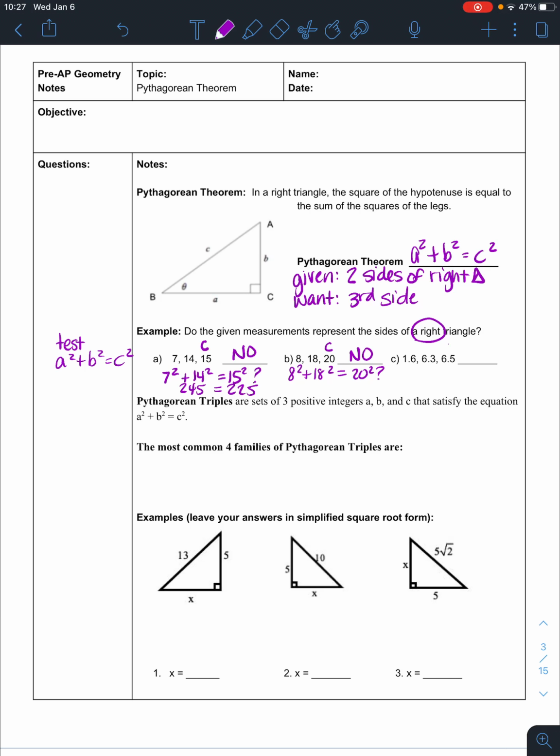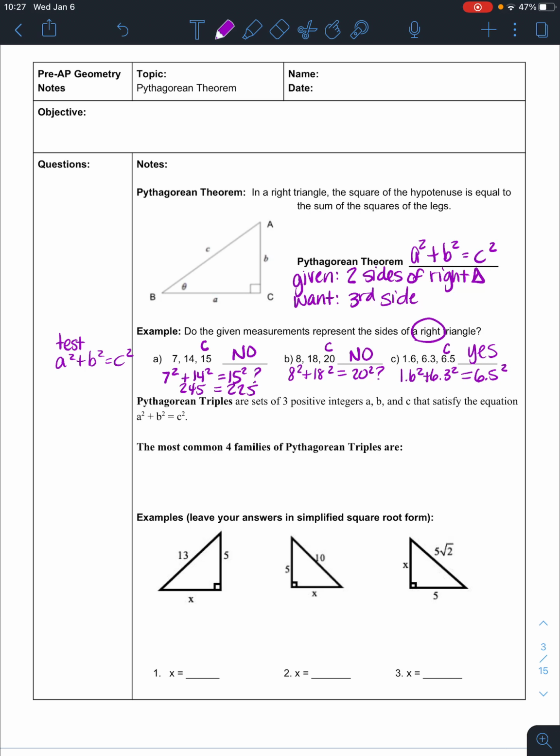Then you could do the same thing. You've got your sides. You do 1.6 squared plus 6.3 squared. And you ask yourself, is that equal to 6.5 squared? And in this case, yes, it is true. So you always go in, find your longest side. That's the side you use for your hypotenuse. And then you check and see, is it a right triangle? Not is it a triangle, but is it a right triangle? Then you test a squared plus b squared equals c squared.